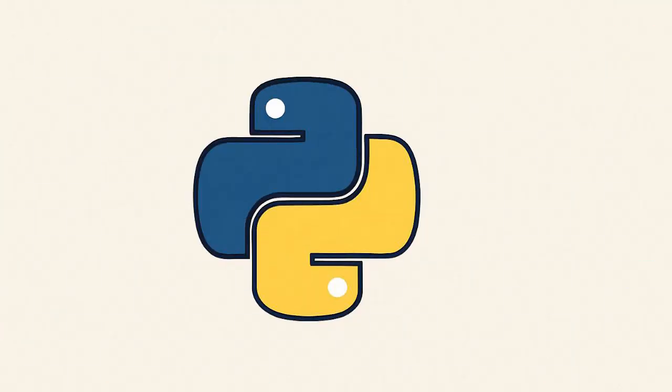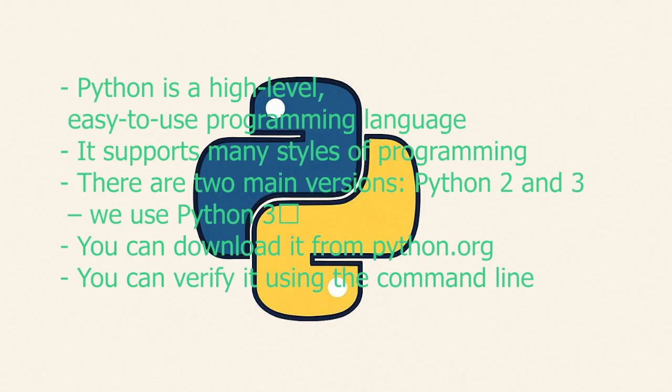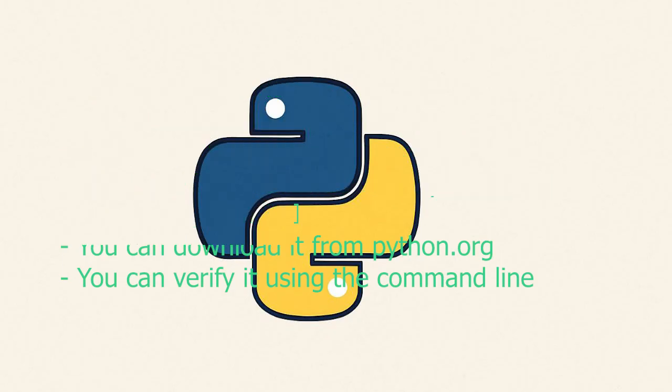Summary. Let's quickly review what we learned in this section. Python is a high-level, easy-to-use programming language. It supports many styles of programming. There are two main versions, Python 2 and 3. We use Python 3. You can download it from python.org. You can verify it using the command line.